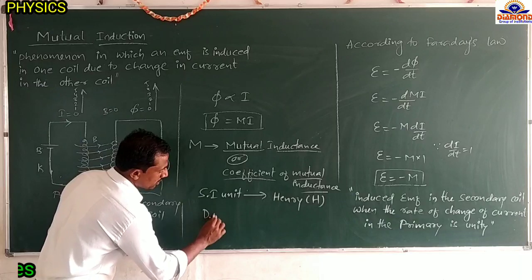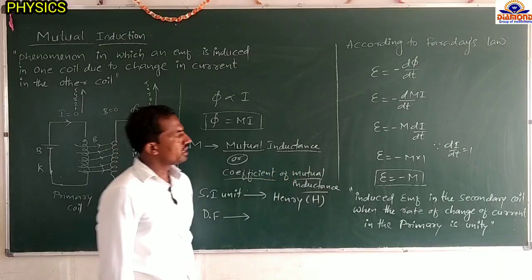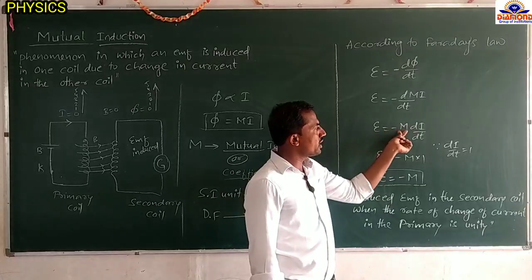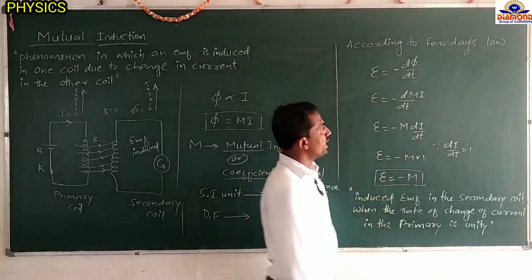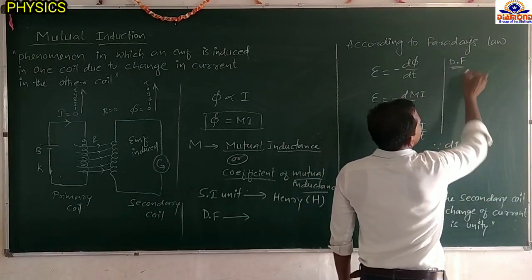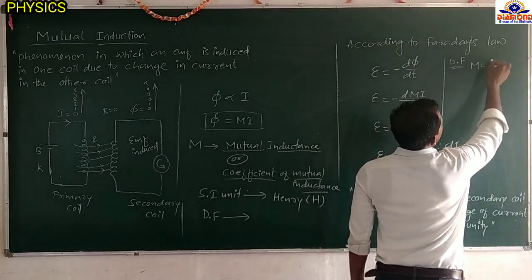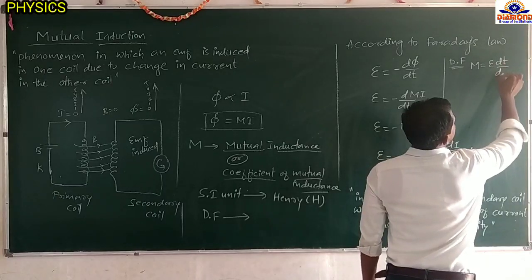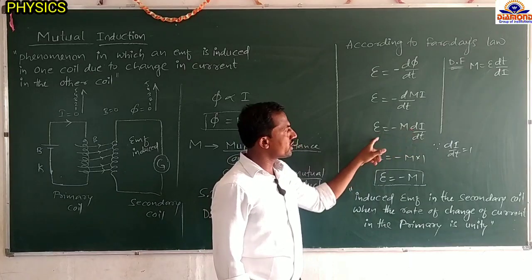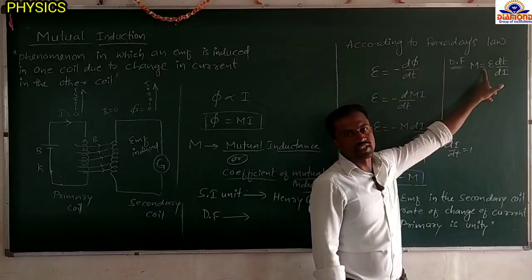Okay, dimensional formula. What is the dimensional formula of mutual inductance? Mutual inductance is denoted by M. We write E is equal to M di by dt. Then we exchange the terms. If we exchange the terms, we can write M equals E dt divided by di. We send dt and di across, and only M remains. M is mutual inductance. What is the dimensional formula of mutual inductance?